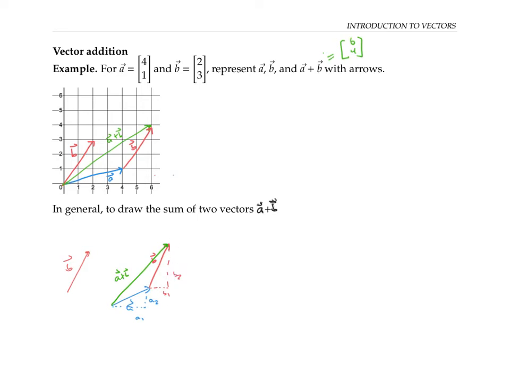An alternative, equivalent way of drawing vector addition with arrows is to put the two vectors with their tails together and form a parallelogram, and now the vector sum is the diagonal of that parallelogram.